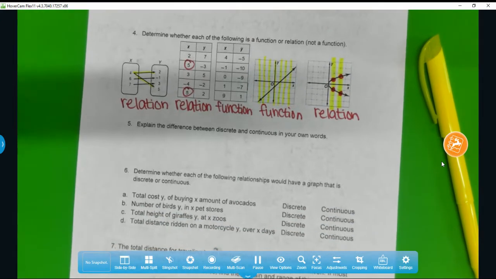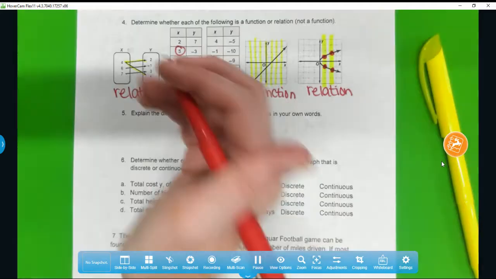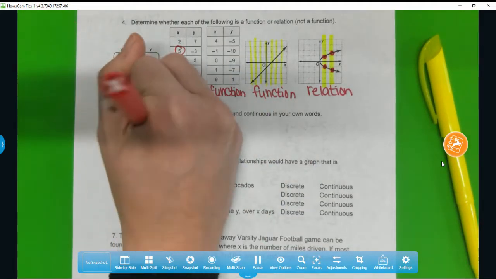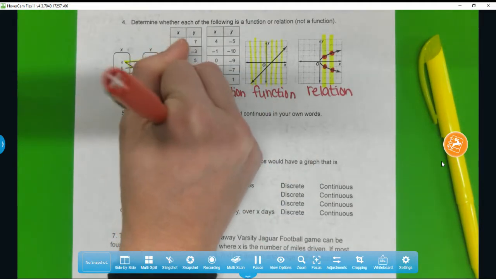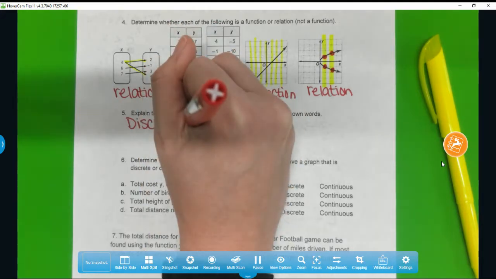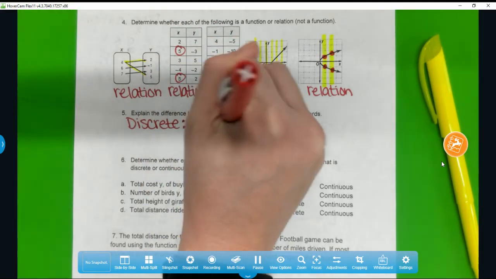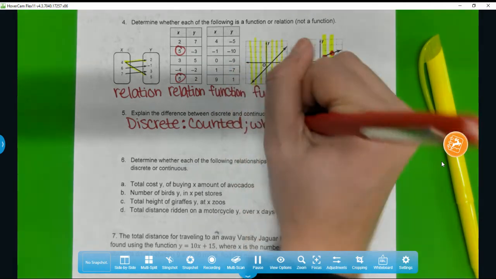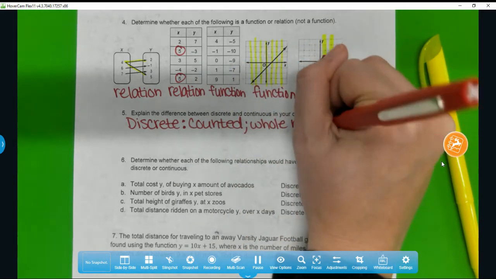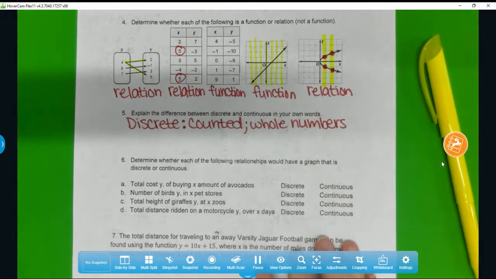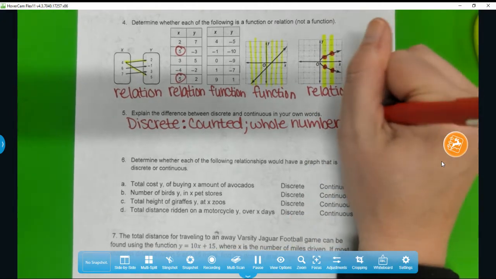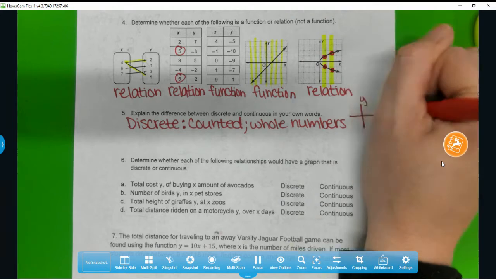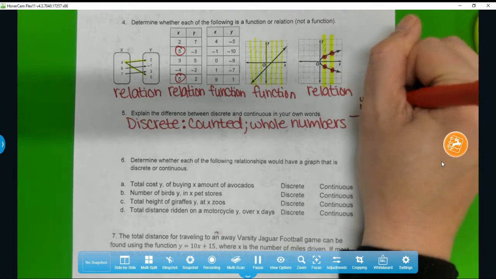Okay, explain the difference between discrete and continuous. So discrete is something that can be counted. So it's going to be your whole numbers. Okay, and remember, on a graph, discrete is just points.